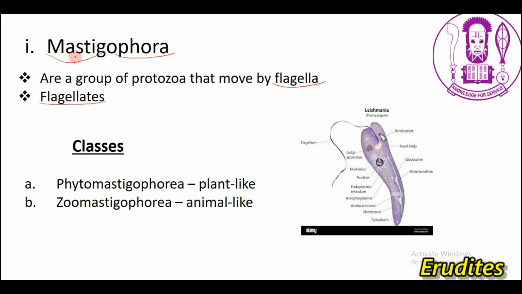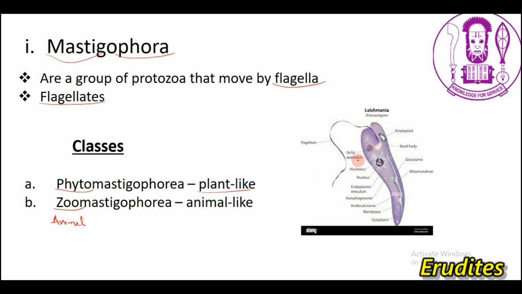The subphylum Mastigophora is further divided into 2 classes. We have the Phytomastigophora. Phyto tells us that these protozoa are plant-like. Then we have the Zoomastigophora. Zoo means animal, so the Zoomastigophora are animal-like.